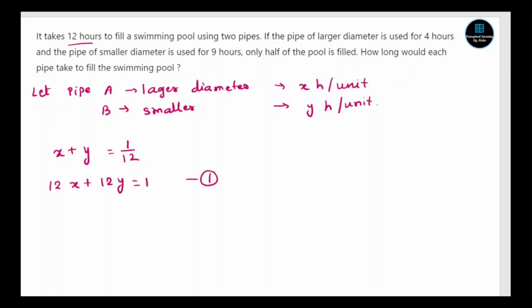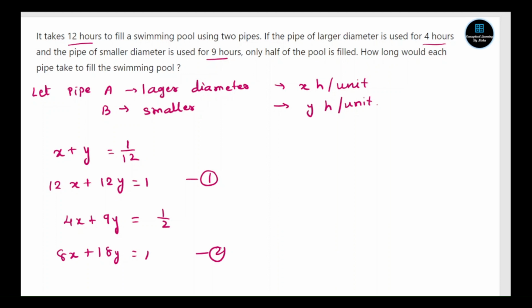Now 4 hours for the larger diameter pipe and 9 hours for the smaller diameter pipe. So only half the pool is filled. So what we can say is 4x plus 9y equals 1 half. Half of the work is done, right? And now when I simplify this, we'll get 8x plus 18y equals 1.